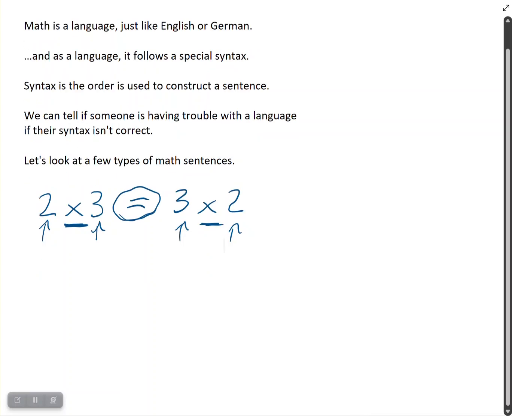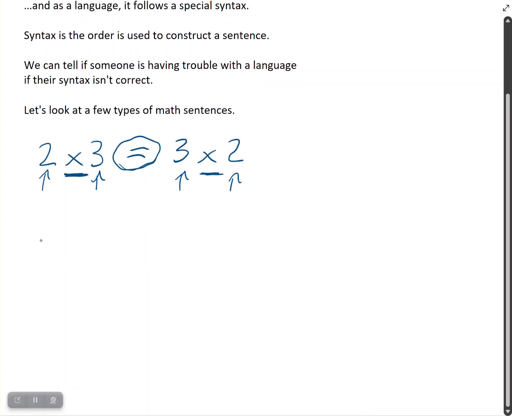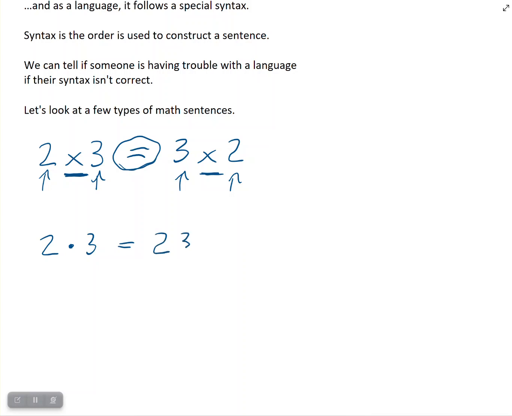We can also do something else. So we can also do something like 2.3, which means the same thing as this here, is equal to 2x3. The reason I switch this dot for the x is because now this x has a certain meaning that's different from what is up there. Now both of these are legitimate sentences in math. Notice it's still got the equal sign in the middle.